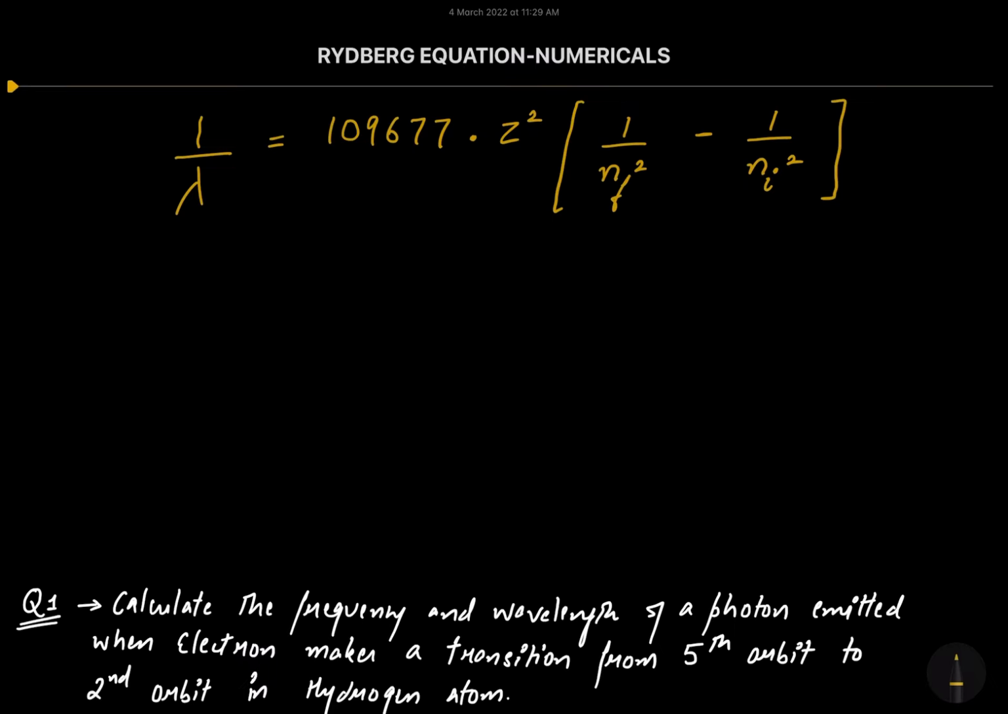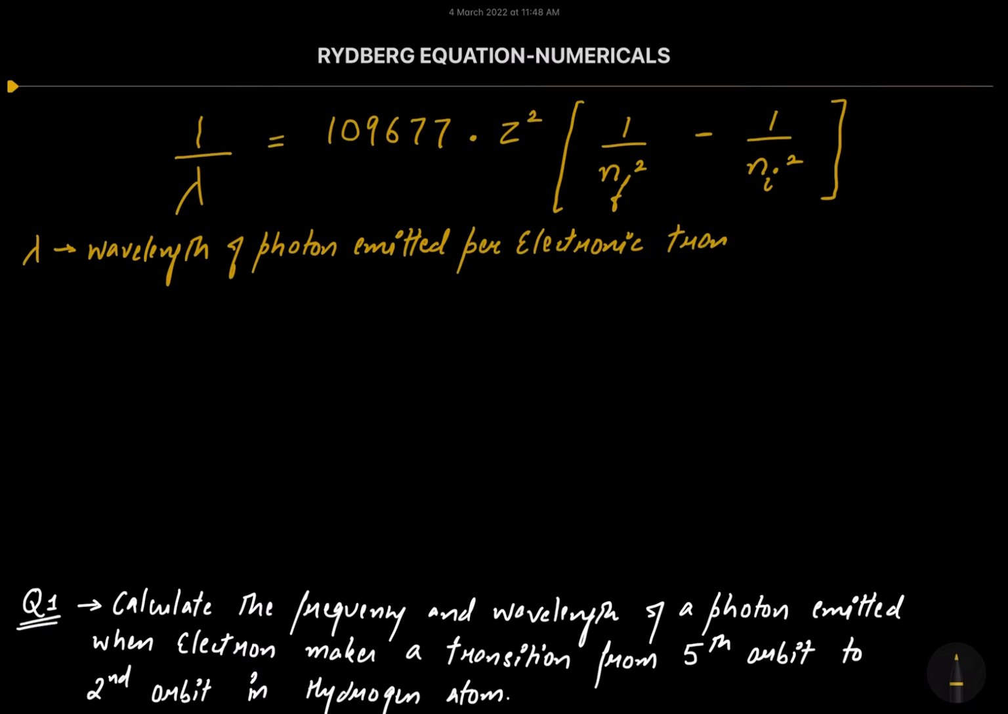So this is my formula, in which first of all, what is the lambda? This is the wavelength of photon emitted per electronic transition. What is Z over here? The Z is atomic number.